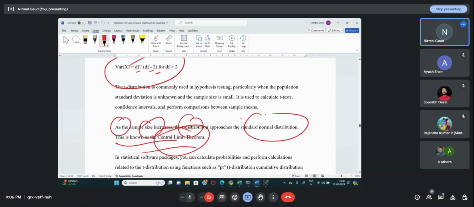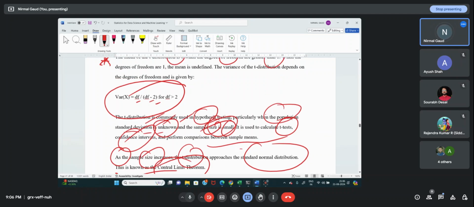All right, and the t distribution is commonly used in hypothesis testing, particularly when the population standard deviation is unknown and the sample size is small. Okay, so when the sample size is small, we definitely use t distribution. We use its ability, degree of freedom, for t test, confidence interval, and other things. So that I will let you know. Okay, what is this t test? What is confidence interval?